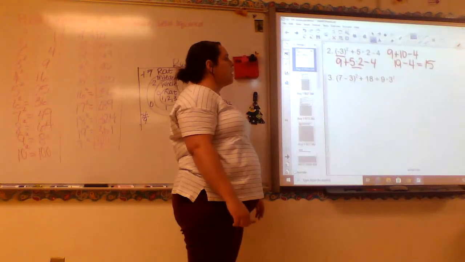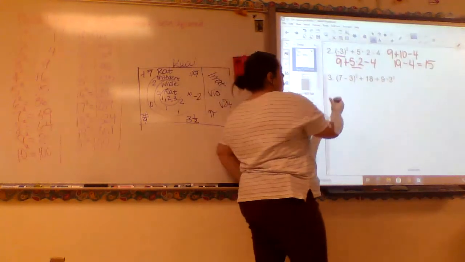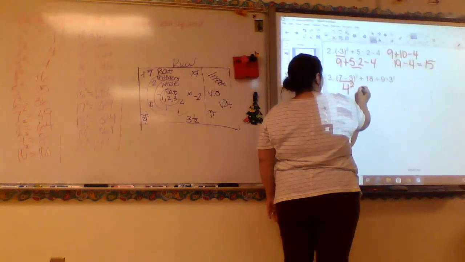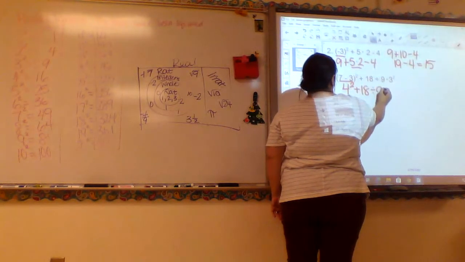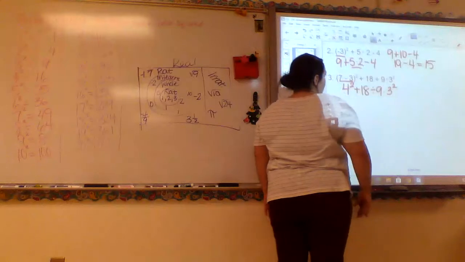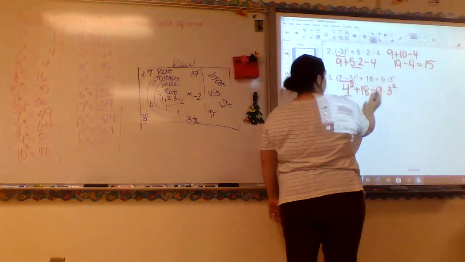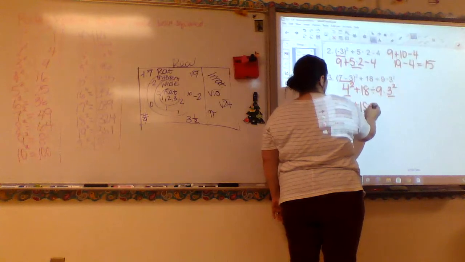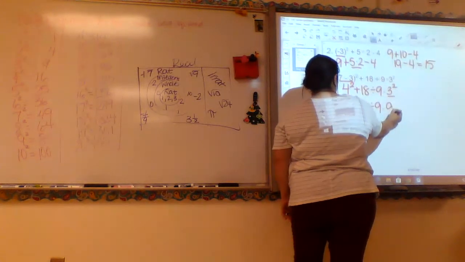All right, the third one. Start off with your parentheses. So do what's inside first. So 7 minus 3, that's 4. And then I'll rewrite everything else. And then after that, I will do exponents. So I'm going to do the 4 squared and the 3 squared. So 4 squared is 16. And 3 squared is 9.